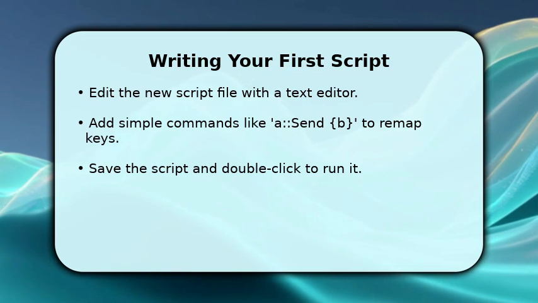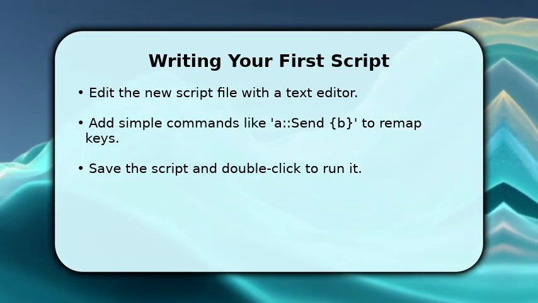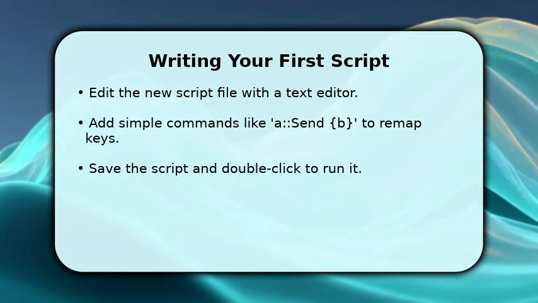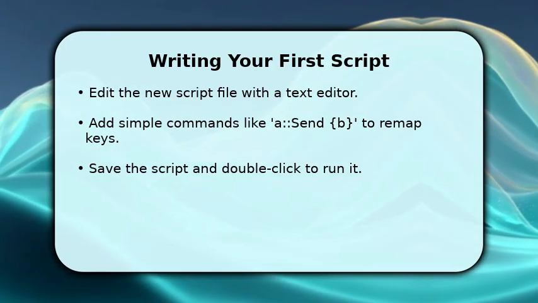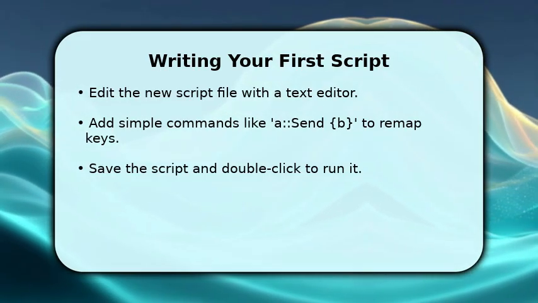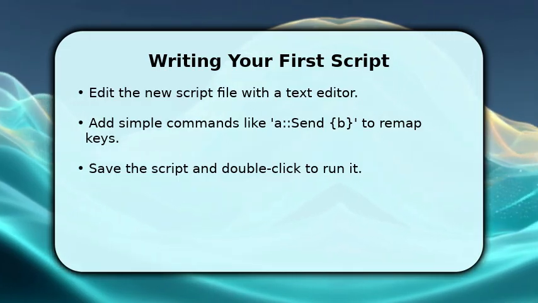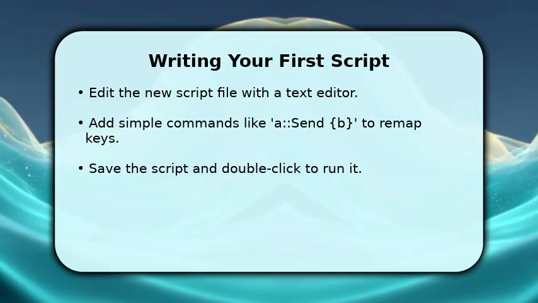Right-click your new AutoHotkey script file and choose Edit Script to open it in Notepad or another text editor. You can add simple commands, for example, send B will make pressing A send B. Save the file after adding your desired commands. To activate your script, simply double-click the file. A green H icon will appear in your system tray, indicating it's running.